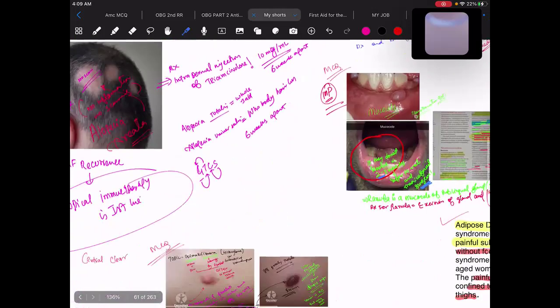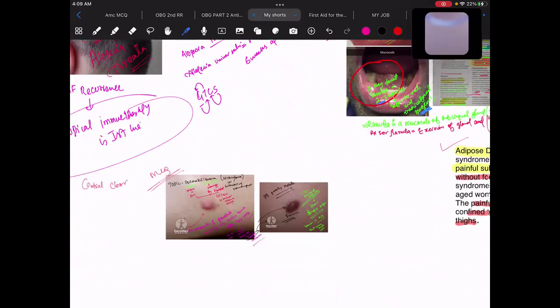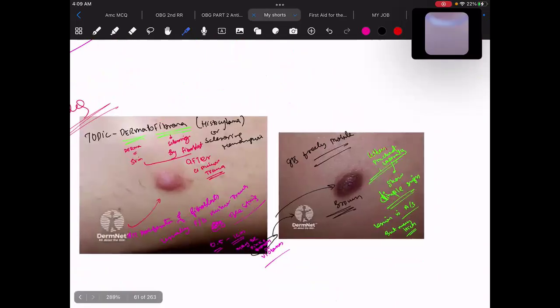Sometimes they give you this query question. I just want to give you a very brief idea about dermatofibroma. This is also called histiocytoma or sclerosing hemangioma. Derma means skin, and fibroma means sclerosing. There is proliferation of fibroblasts, which results in collagen deposition after minor trauma.